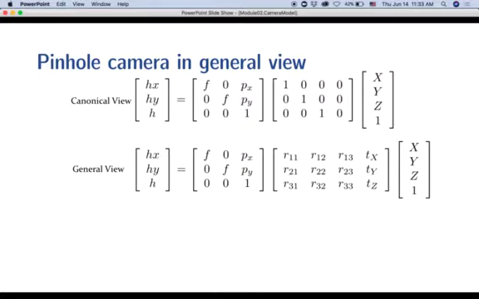Now, the image origin does not have to be the same as the principal point. Therefore, we added the principal point offset from whatever the image origin is. But the principal point is a point defined by the optical properties of the camera. Does that answer your question?